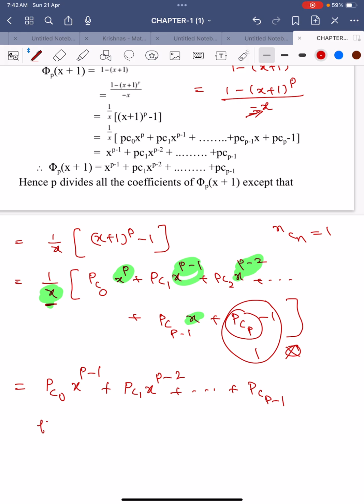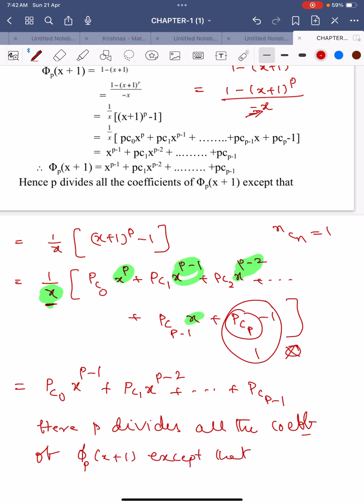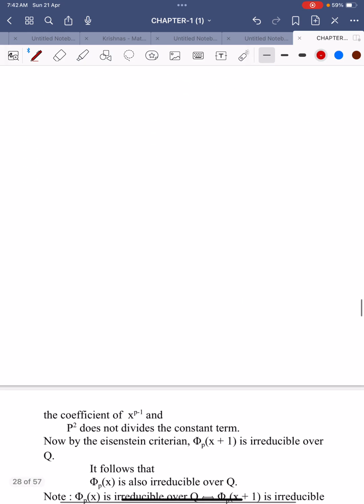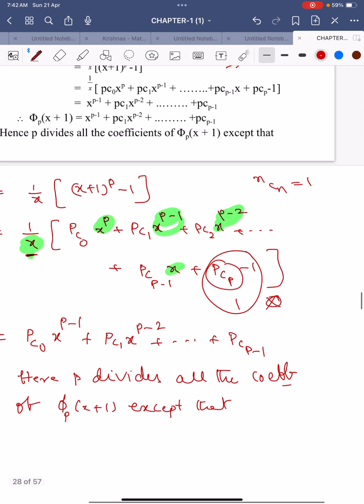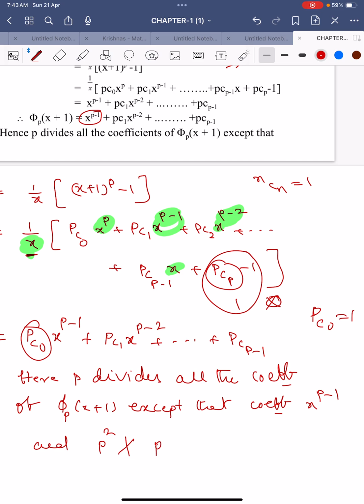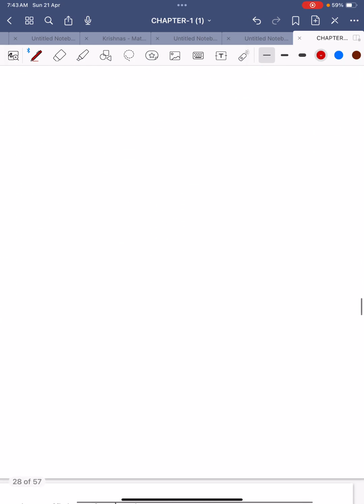So here, you observe that p divides all the coefficients of phi p of x plus 1, except the coefficient of x power p minus 1. Also because pC0 equals 1, a prime number does not divide 1. And also p square does not divide pC(p minus 1), which equals p. So here you can apply the Eisenstein criterion to this polynomial.